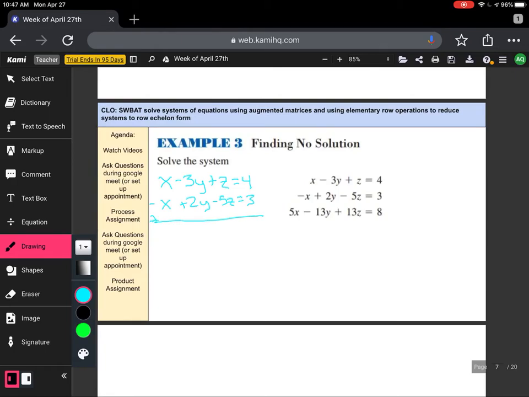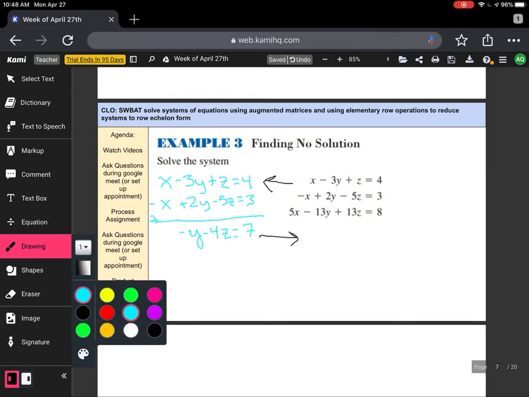Okay, so if I add the first two equations, x plus -x, x's are gone. Woohoo! -3y plus 2y is going to be -y. -5z plus z, -4z. And 4 plus 3, 7. Okay, so arrow, it went this way. Now we're going to go this way.